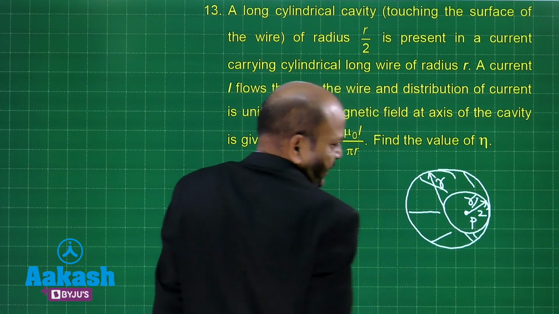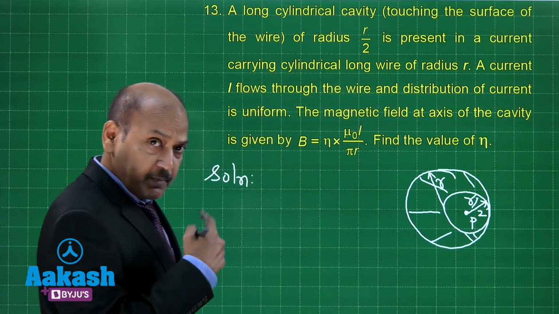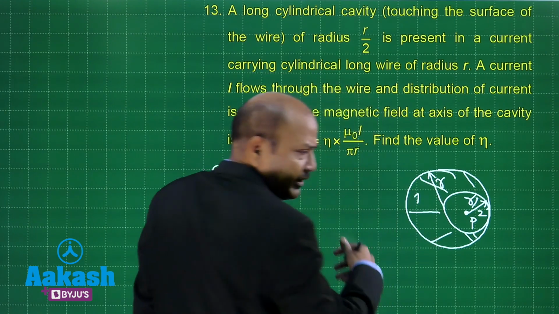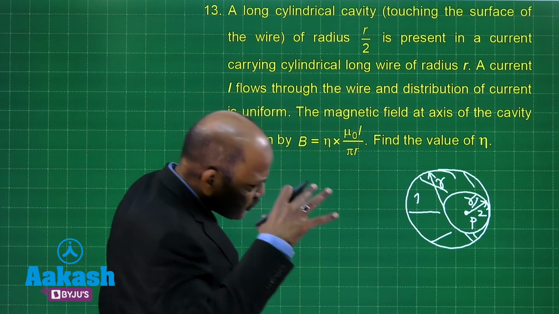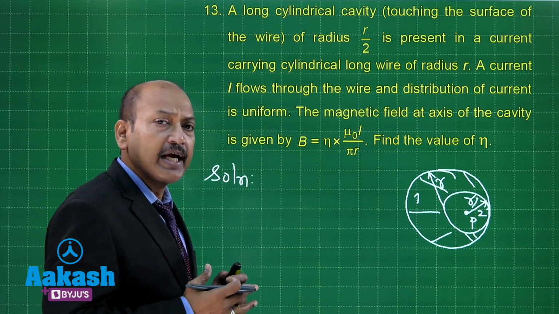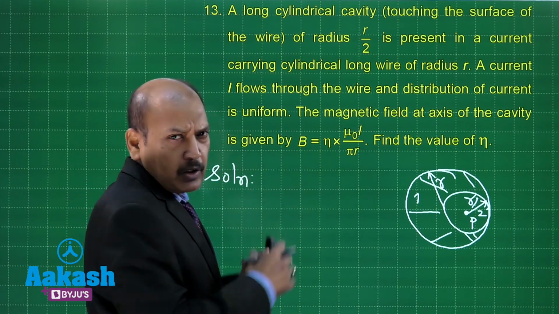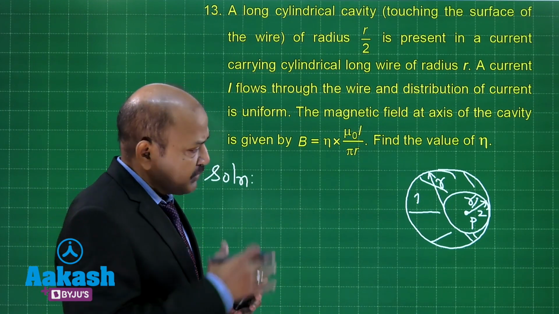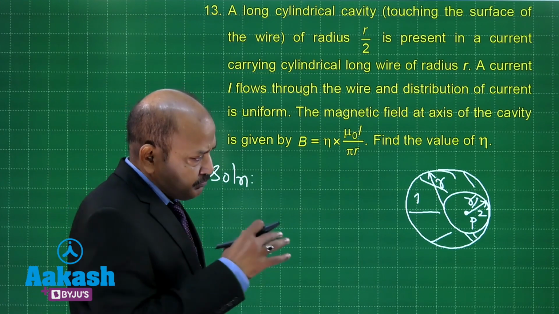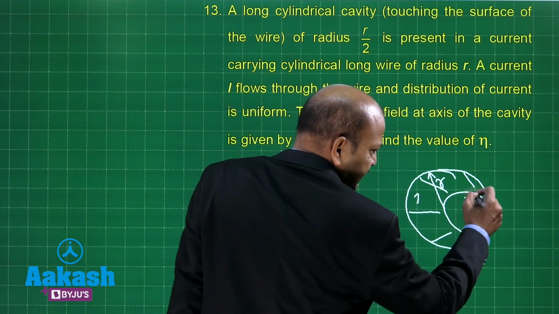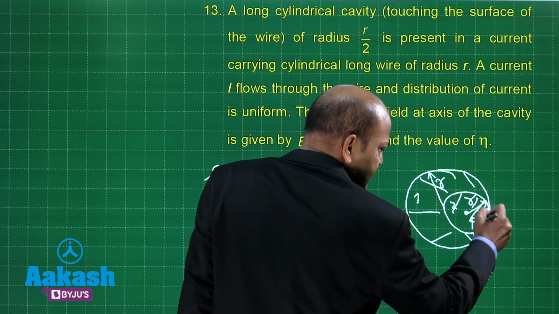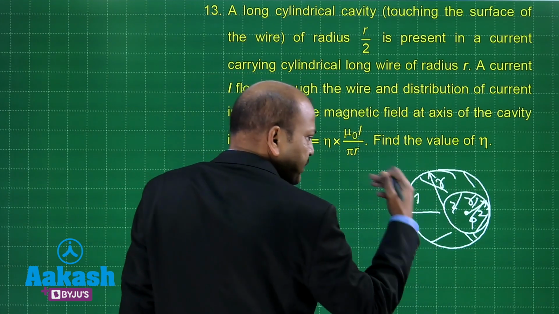Now, how to apply the principle of superposition? Let us assume that this is called part 1 and we assume that there is also current flowing through the cavity. We just assume, okay, so that we can apply the basic laws like Ampere's circuital law to find the field at point P. So, this is part 1 and there is another part 2. Here also we assume that the current density is the same as in part 1.